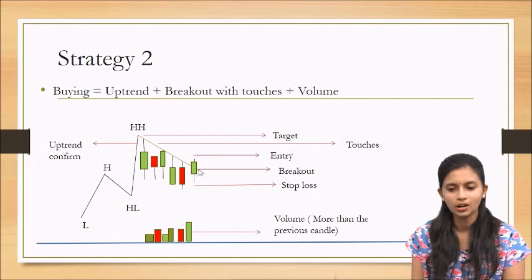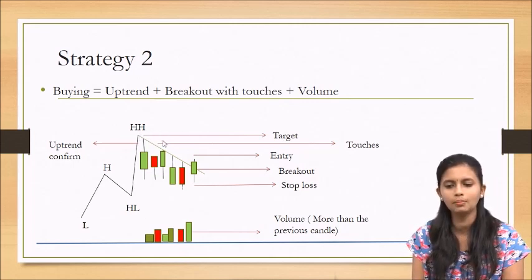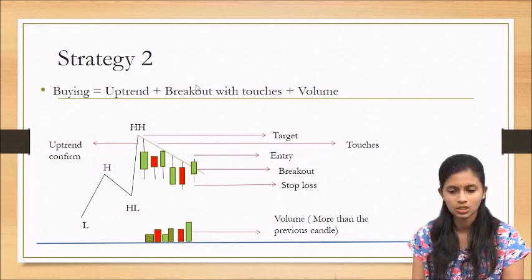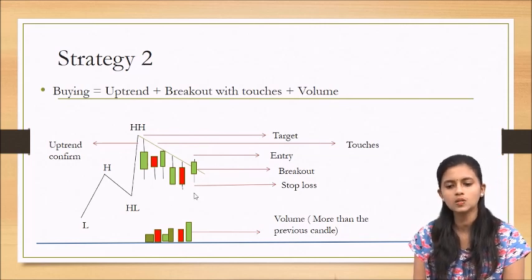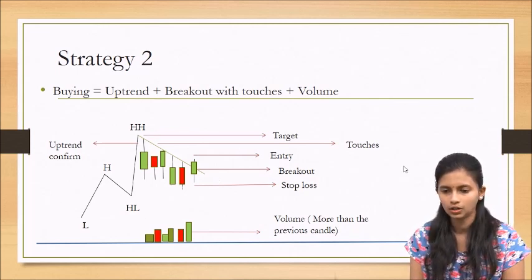Now, where will be your entry? Just above the high of this candle. Stop loss will be just below the low of this candle, and your target will be the previous swing high. This is a previous swing here, right? So the high of this previous swing will be the target. Again, it's preferable to keep a 0.2 buffer, that is, you can keep a little below this previous swing so as to take a safer place. So this is how strategy 2 works, and you can get this setup very frequently and work on it.